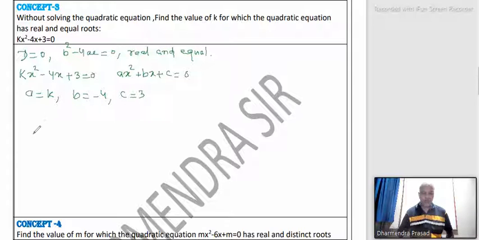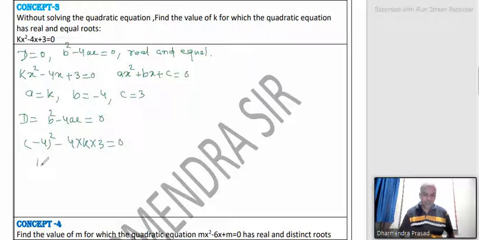For real and equal roots, D is equal to 0. We can say D is equal to b square minus 4ac is equal to 0. What is your b? B is minus 4, so b square is minus 4 square, minus 4. What is a? A is k. What is c? C is 3, equal to 0.